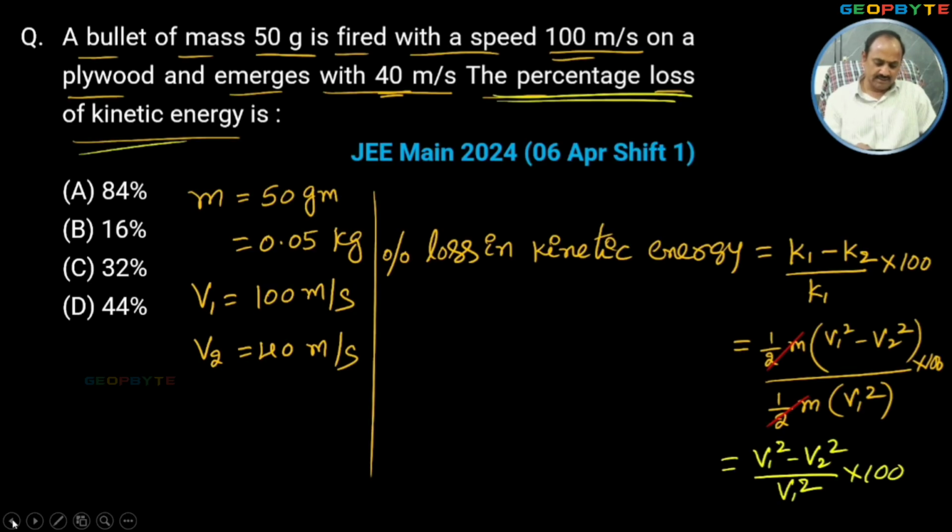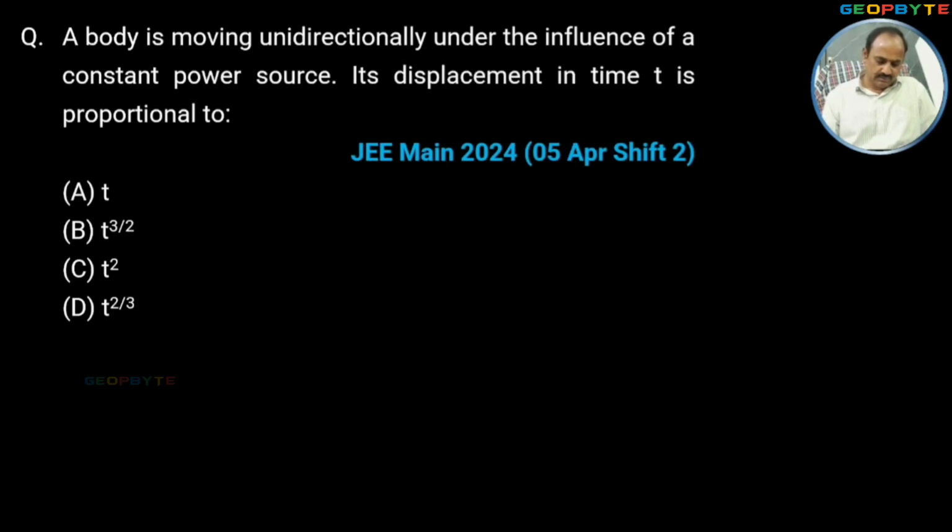Okay. Look at the options. Look at option A. Option A itself is absolutely correct. Understood clearly? Yes. Now let us take another important problem. Look at this problem. It is asking like this.